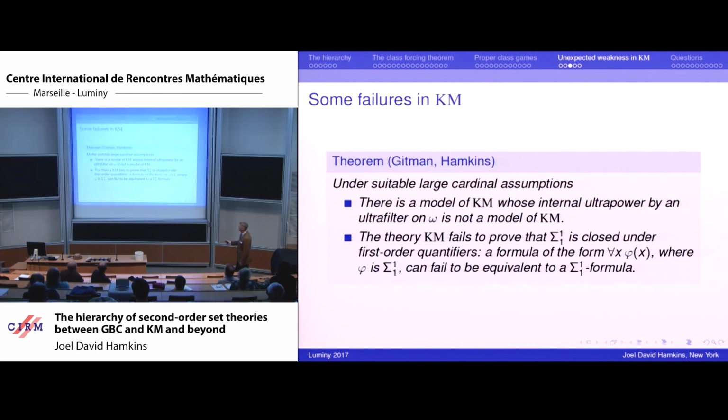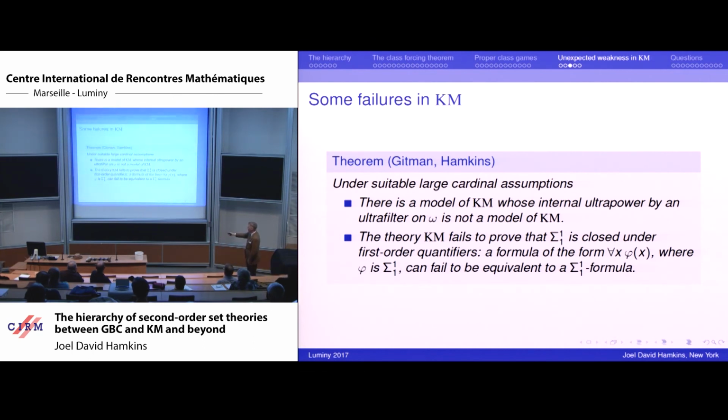So there's some other failures that I proved with Victoria Gitman. So first of all, there's that ultrapower violation. And secondly, KM fails to prove that sigma 1,1. And by this I mean the class existential quantifier. I'm not talking about sigma 1,1 in descriptive set theory. This is the second order set theory version of sigma 1,1.